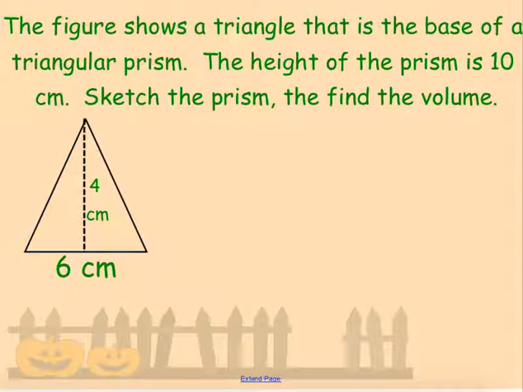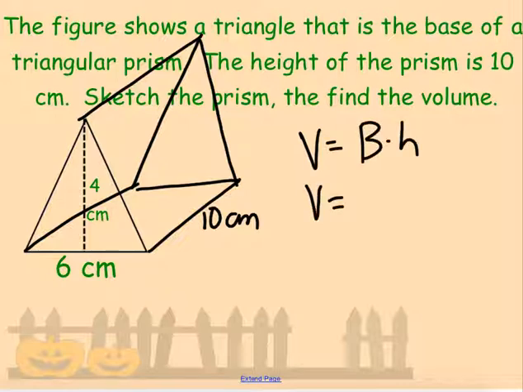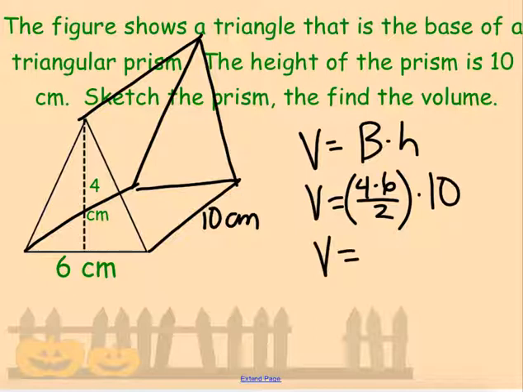Well, what they're saying is that we have this triangular prism, and I'm just going to add another triangle here so that we can make this into our triangular prism. And they are saying that the height, so from base to base, is 10 centimeters. Well, to find the volume of this, I'm going to find the area of the base times the height. And the area of the base is going to be base times height divided by 2, so 4 times 6 divided by 2 times the height of the prism, which is 10. Which means our volume is just going to be, well, 24 divided by 2, so 12 times 10, which is 120 centimeters cubed. All right.